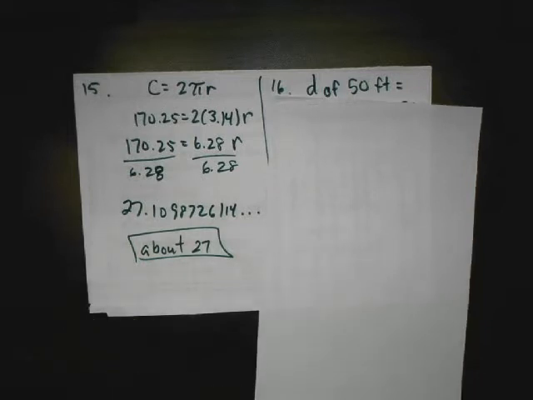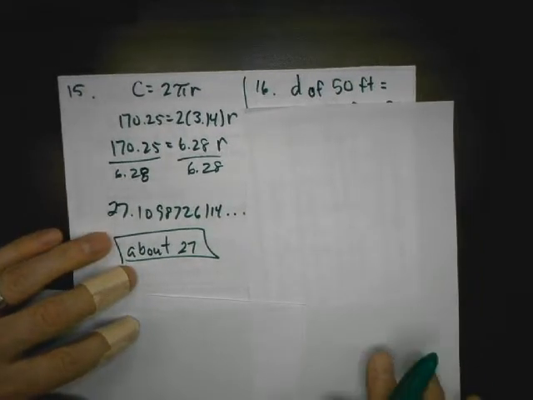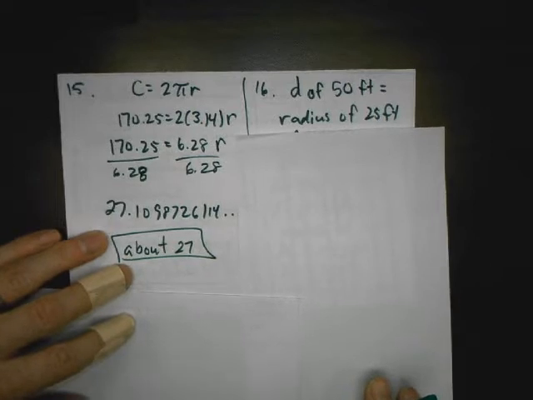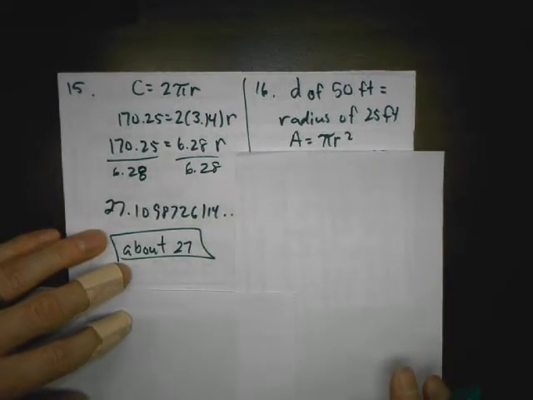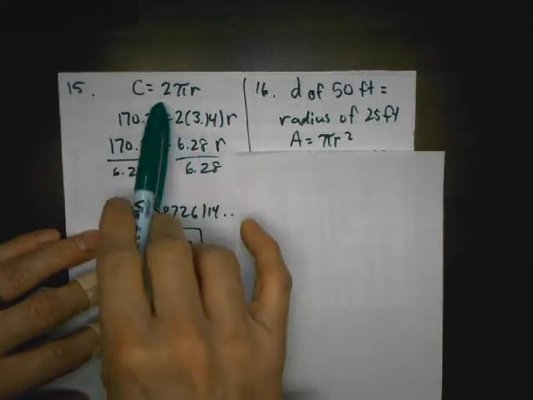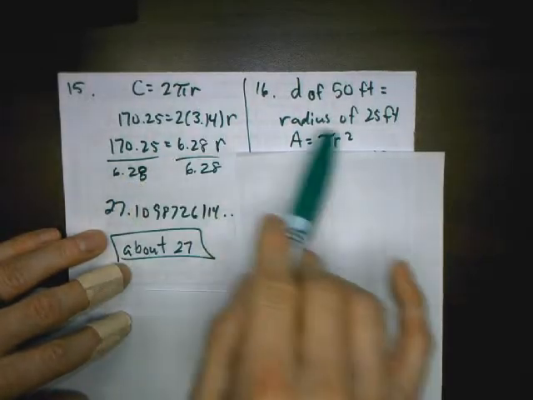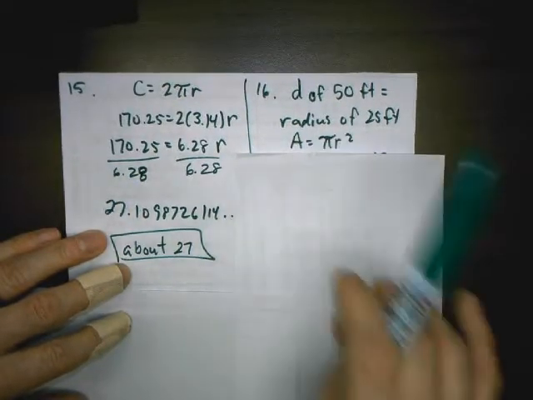So 16, they give us a circle with a diameter of 50 feet. That means the radius is 25 feet, right? It's half of that. So if I'm going to find the area for that, the area is pi r squared. Not to be confused with 2 pi r. These are different, right? 2 pi is not the same as r squared.